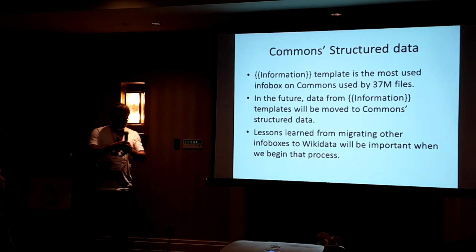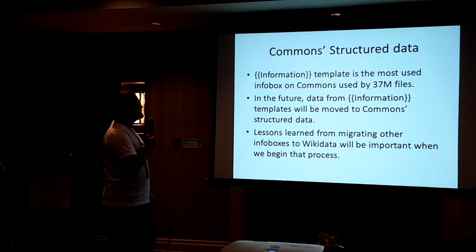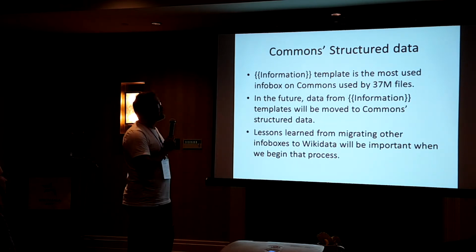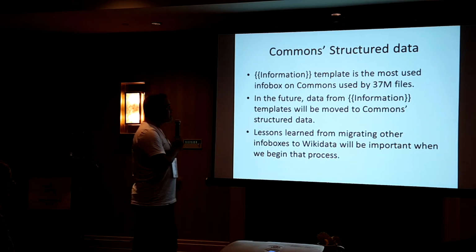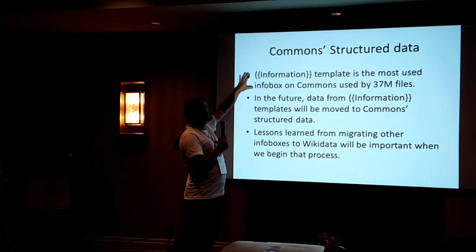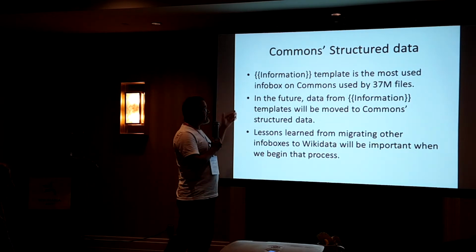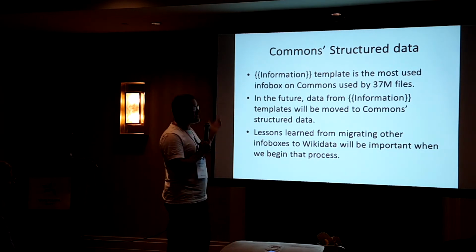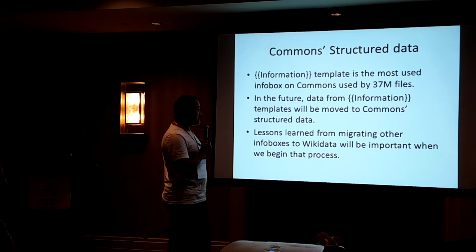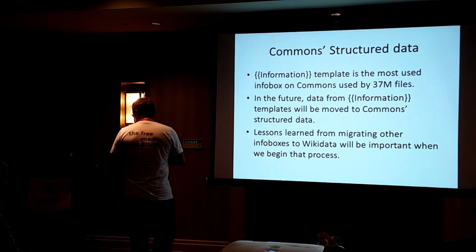And trying to segue to the next talk, which is going to be on structured data. The information template is the one that is used by the most Infoboxes on Commons. It's used on 37 million files. In the future, we're going to try to move that data from those Infoboxes, not into Wikidata, but into a new thing that's going to be structured data on Commons. And hopefully the lessons learned from migrating the current Infoboxes to Wikidata will be helpful when we start that process.